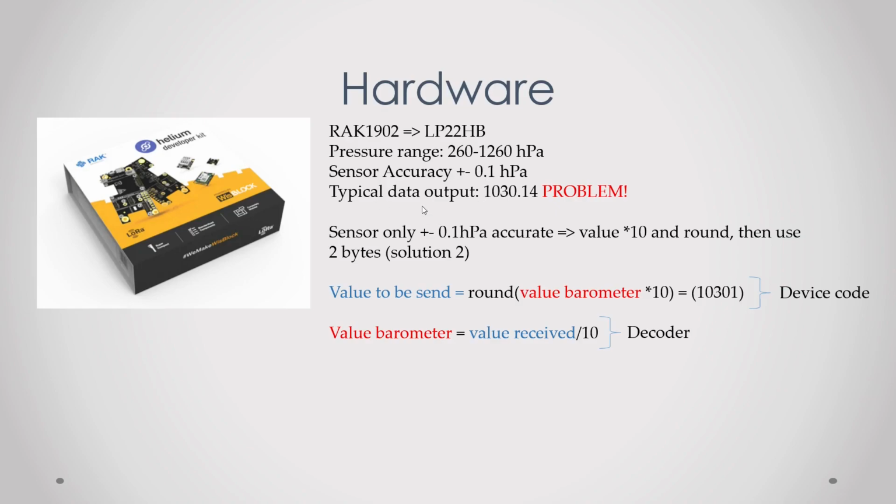A typical output could be 1030.14. This is obviously a problem, like discussed in the last episode, because this has a range greater than 256 and is greater than 255, so we have to do something. Because the sensor is only 0.1 hectopascal accurate, I don't really care about the second decimal point, so I will just multiply the value by 10 and then round it, and then use 2 bytes to send the data. So the value to be sent will be equal to the value of the barometer times 10, then we round it, and in this case that would be 10,301. And then in the decoder we will again divide it by 10 to get the actual value.